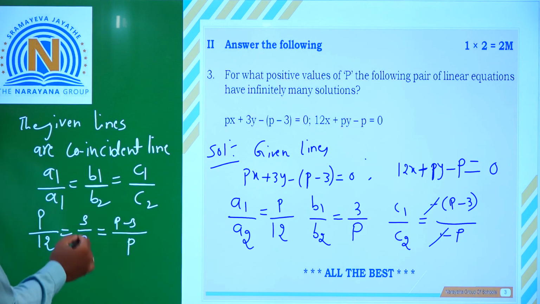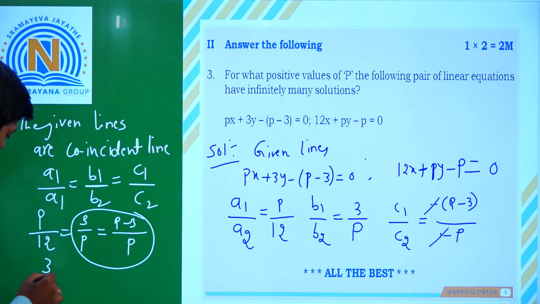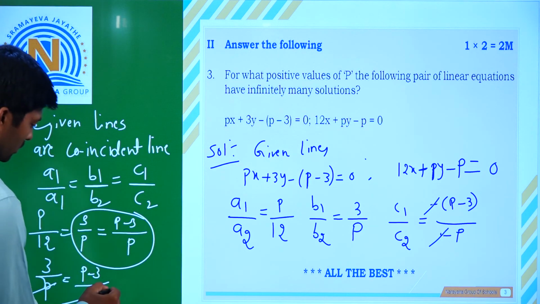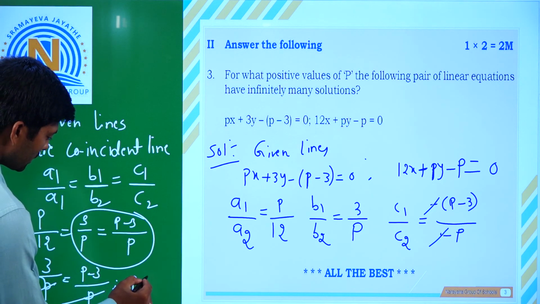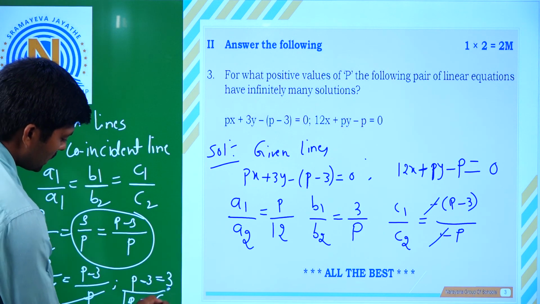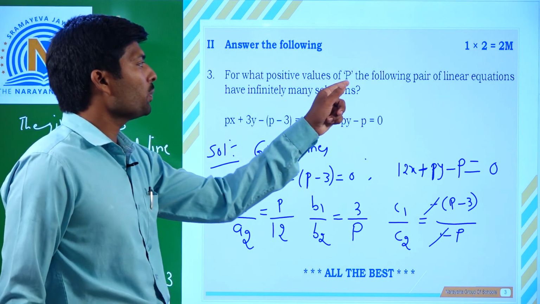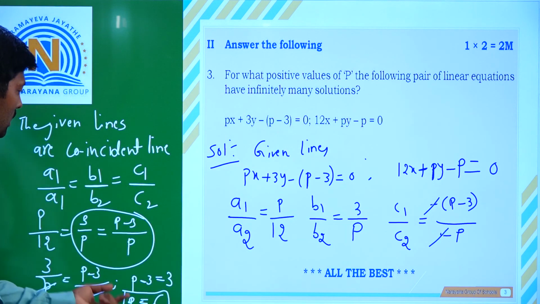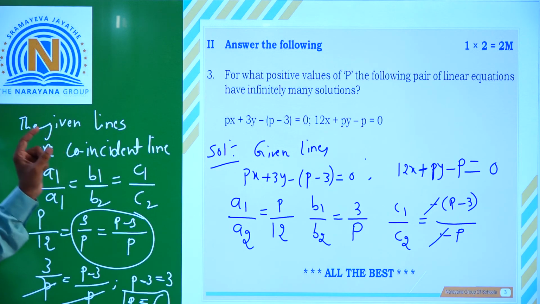Now we have to equate these two, so I am equating these ratios to find the value of p. By equating, 3 by p is equal to p minus 3 by p. On both sides p will get cancelled. After that, p minus 3 is equal to 3. So what is the value of p? It will become 6. So 6 is the positive value of p which is relevant to these two lines such that these two lines are coincident lines. So p is equal to 6 is the positive value.